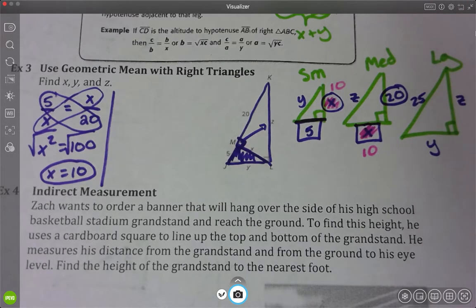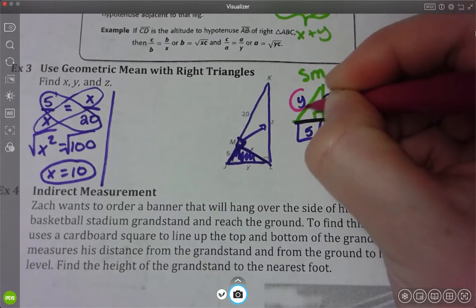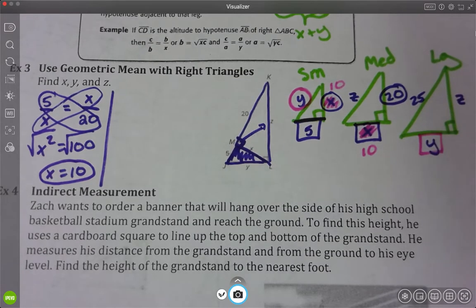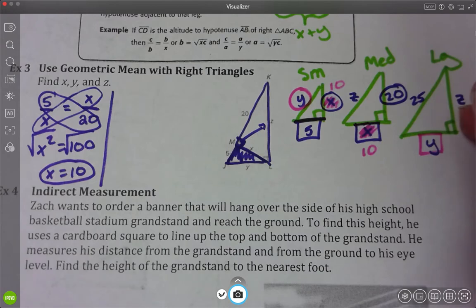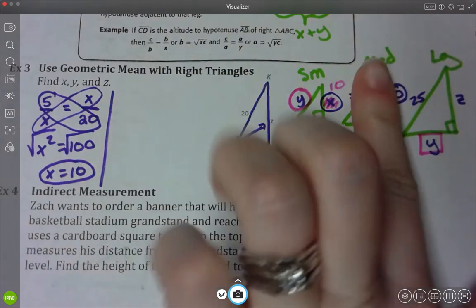Okay, so now I have Y's. I'm going to have to use that same pen again. I have a Y here and I have a Y here. So I'm going to do one circle and one box. Okay, so now I'm comparing the small and the large triangle. I'm ignoring the medium one, so I'm going to put my finger over it.